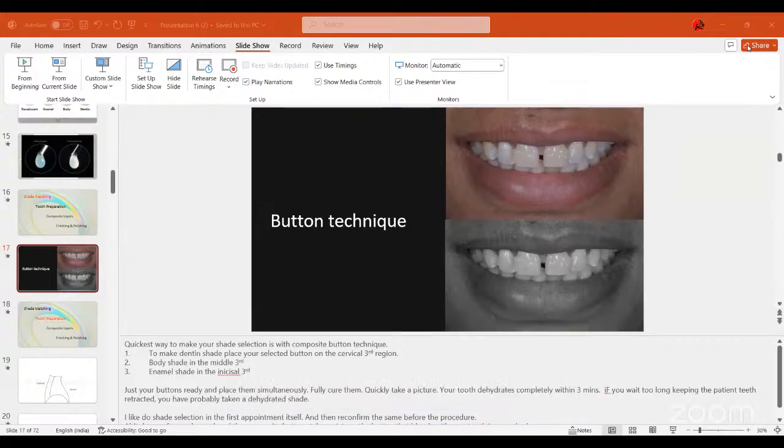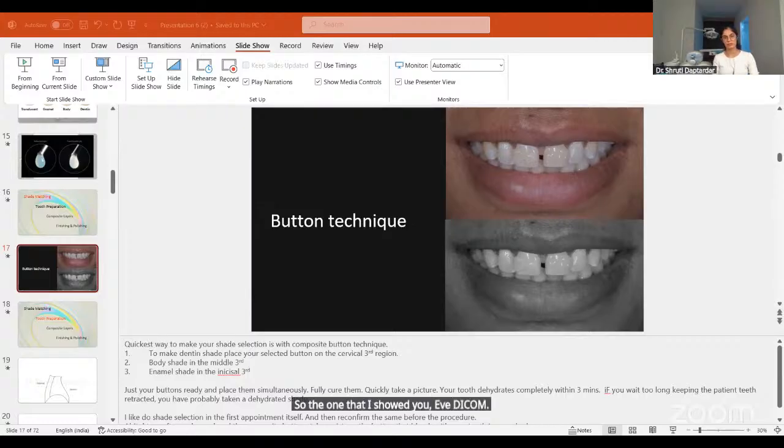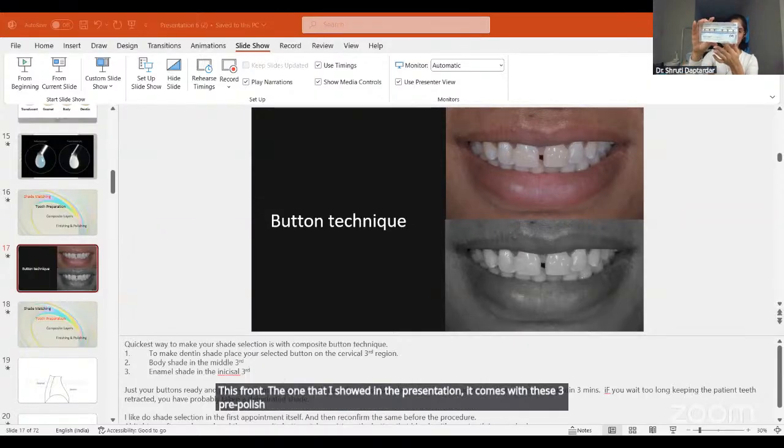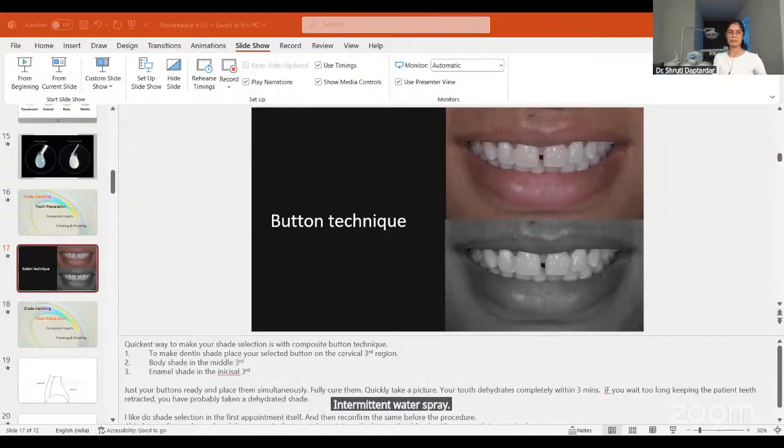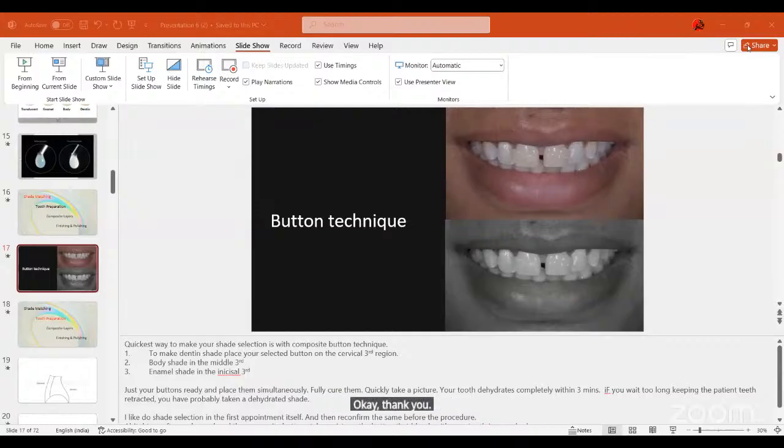Which brand of rubber polisher should I use, ma'am? The one that I showed you, Eve Dicom, is really great. It's good, economical, and lasts a really long period of time. The one that I showed in the presentation comes with three polishers, reverse motion, medium speed, and intermittent water spray. Okay, thank you, ma'am. Welcome.